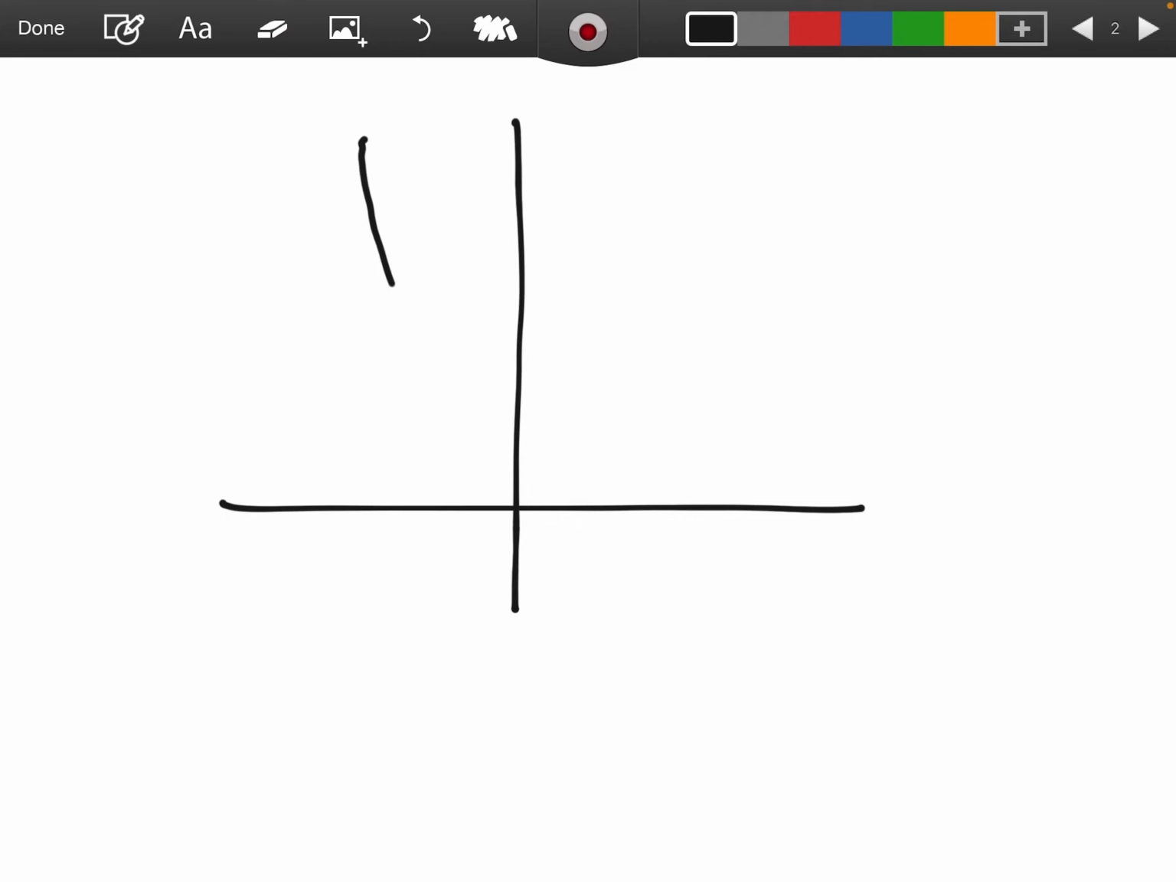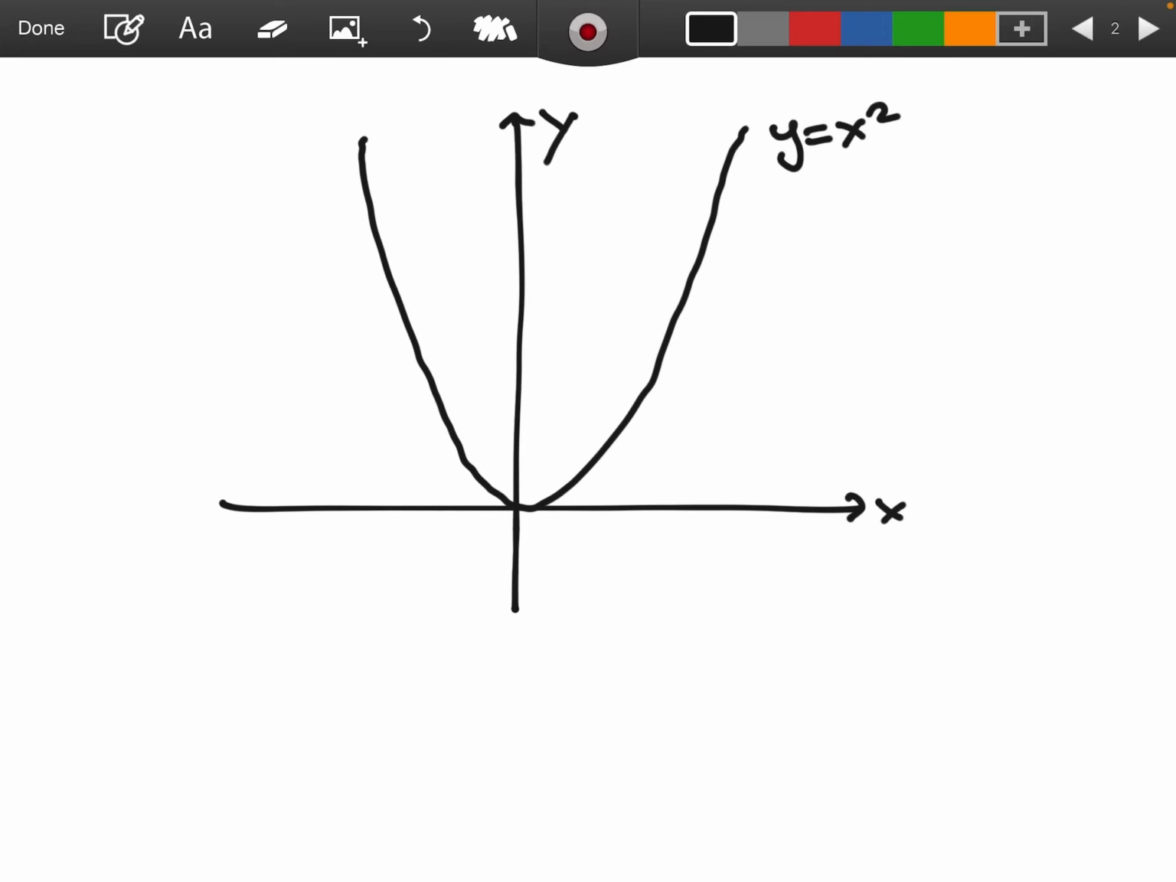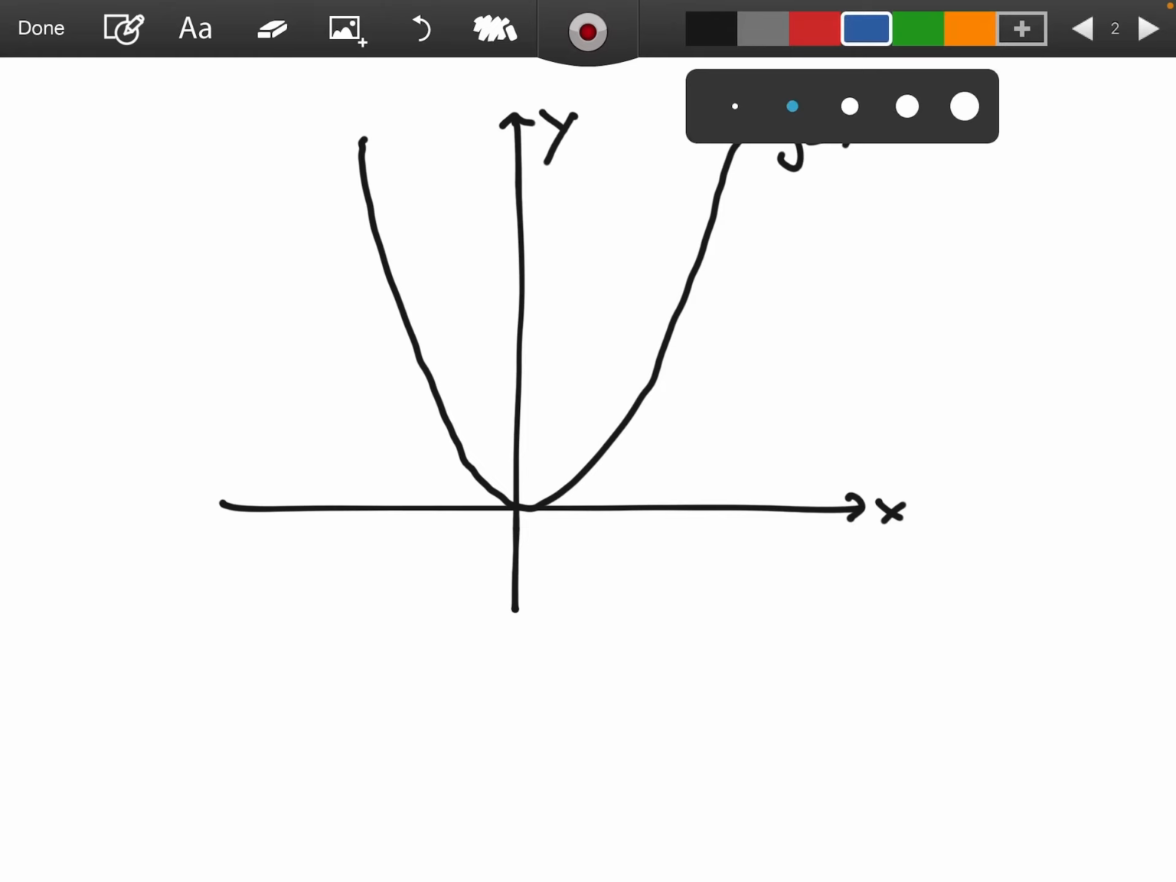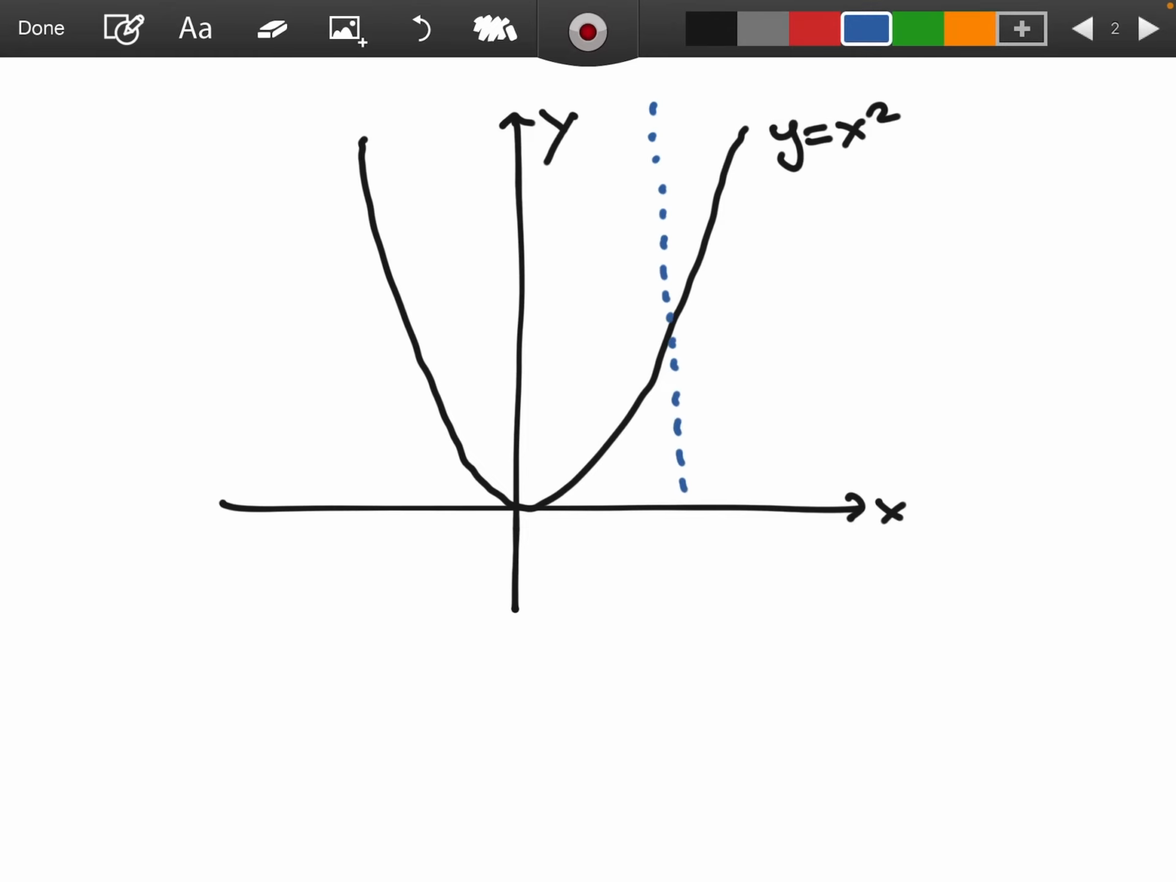An example of a graph of a function that does pass the vertical line test is the quadratic curve, the graph of y is equal to x squared. This does pass the vertical line test because anywhere on my x-axis I can put a vertical line through and I only cross one point on the graph, telling me that for each x value I only have one given y value, one function value.